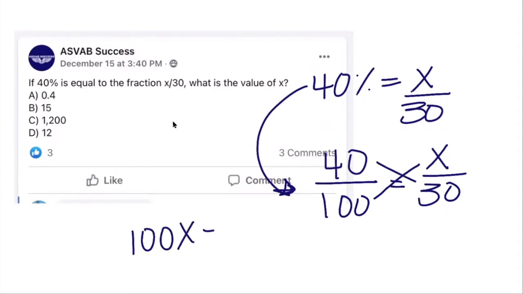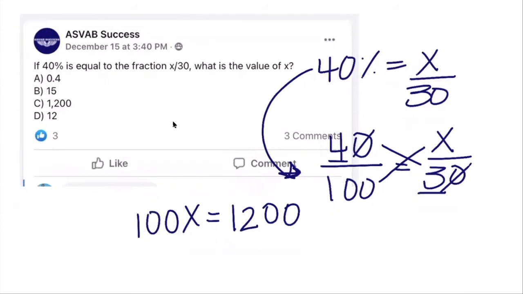40 times 30, I'm going to show you a little trick here. 4 times 3 is 12. And then for every 0 behind those two numbers, 1, 2, we'll add a 0 there. That makes multiplying large numbers a lot faster. And we always want to work faster on the ASVAB and still get things right, right? All right, we divide now by 100.